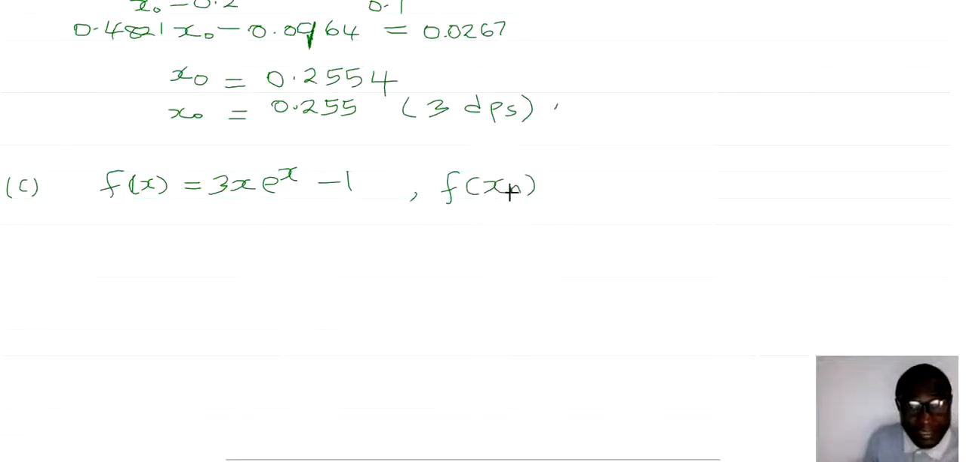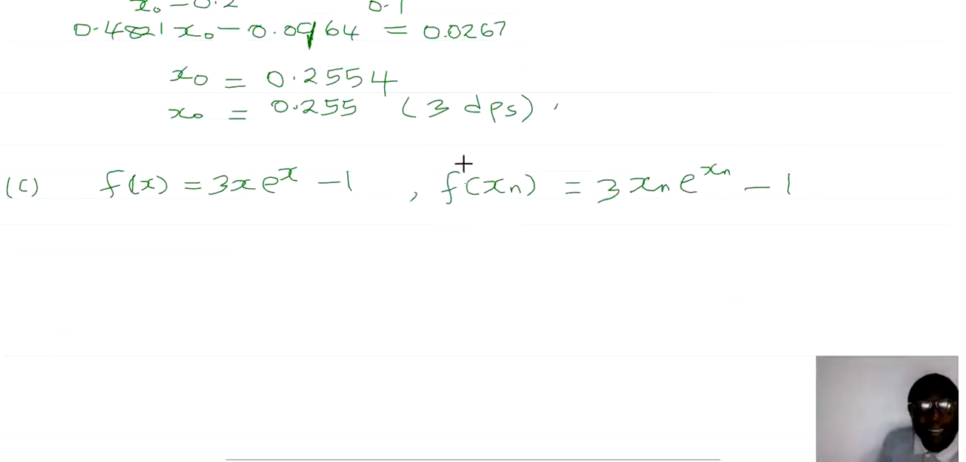We shall have f(xn). So wherever there is x, we are going to put there xn. This is giving us 3 xn exponential xn minus 1. Then when it comes to f derivative xn, you don't differentiate this because this is a discrete function, and a discrete function is always a constant function. So we shall be differentiating a continuous function. So we shall have to get f derivative of x.